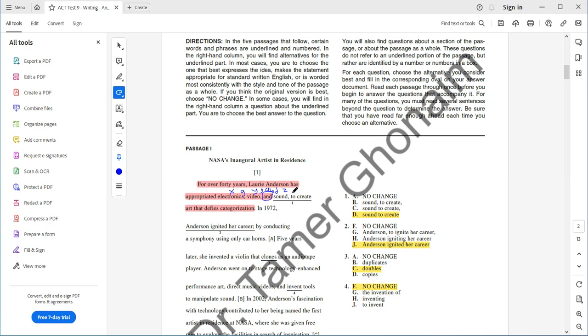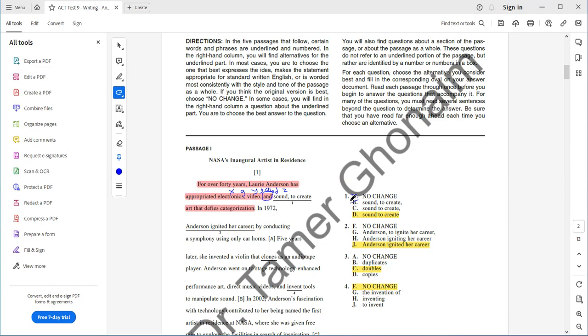So now we need to match. We have to do the same matching. So if you're going to look after, you have here a comma. Then to create. Do you need a comma here? No. Okay, we don't need a comma. Do you need a comma before and after to create? No. We don't need it, because of the actual sound to create. If you're going to just leave to create between two commas, that means it's non-essential. So the sentence is going to be like that. Appropriated electronics, comma, video, comma, and sound art that defies characterization, that will not give us meaning.